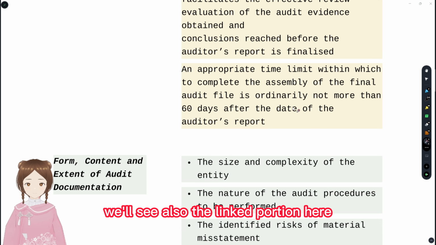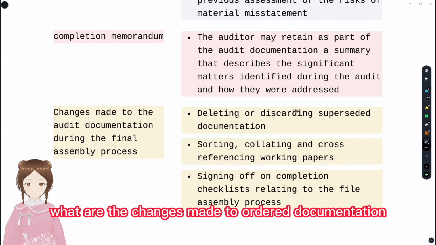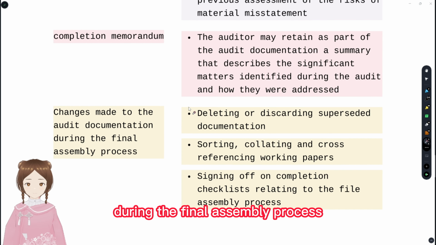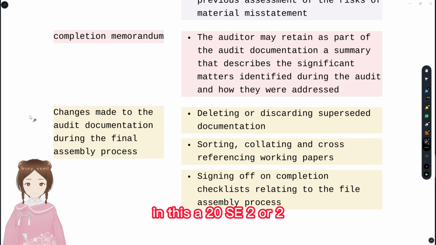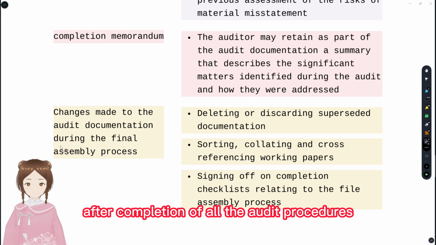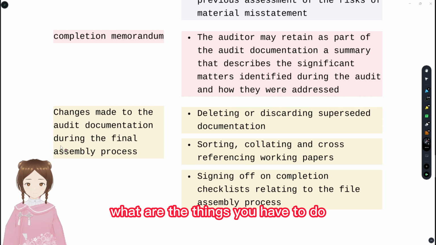We'll see also the linked portion here. What are the changes made to audit documentation during the final assembly process? This is also an important question. This is a category question in this A20, SA 230, audit documentation. You see, after completion of all the audit procedures and everything, what are the things you have to do while doing the final assembly of the audit?